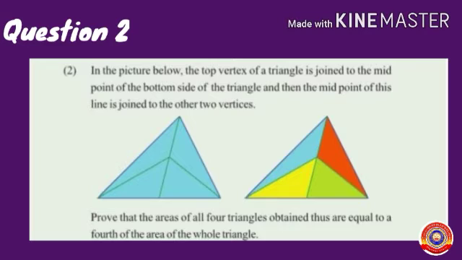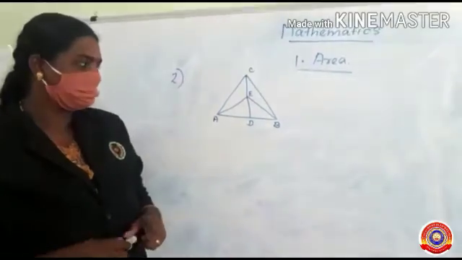Next, question number 2. In the picture below, the top vertex of a triangle is joined to the midpoint of the bottom side of the triangle, and then the midpoint of this line is joined to the other two vertices. Prove that the areas of all four triangles obtained thus are equal to a fourth of the area of the whole triangle. Let's see how to do this.